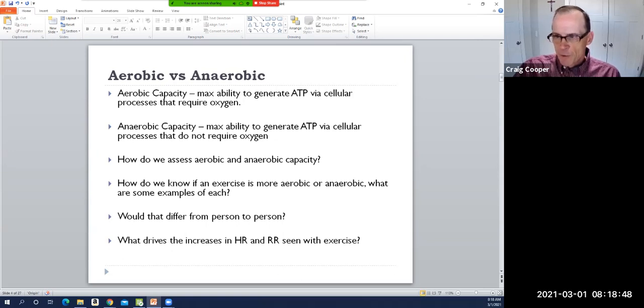So what about anaerobic capacity? Let's say we have somebody that does a lot of resistance training on a regular basis, or they do a lot of sprint work on a regular basis. Those would both be examples of anaerobic types of activities. What sort of changes would occur that would help us make more ATP without using oxygen?